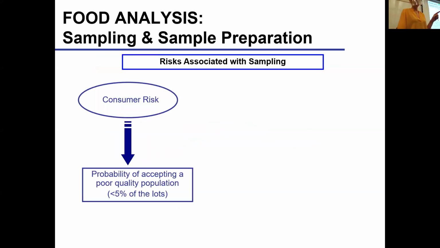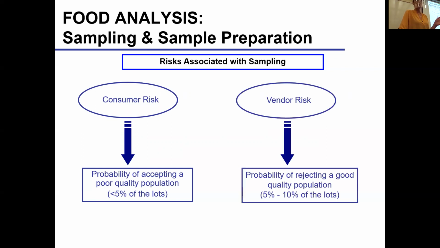So that brings me to consumer risk. You want to make sure that the probability that you have a wrong decision is less than 5% for the consumer. For the vendor, there is a risk of rejecting something that is really valuable, so money. So here, it is still higher. Your risk can be up to 5 to 10% of the lots for rejecting a good quality population. And here, for accepting a poor quality population, the risk should be less than 5%.